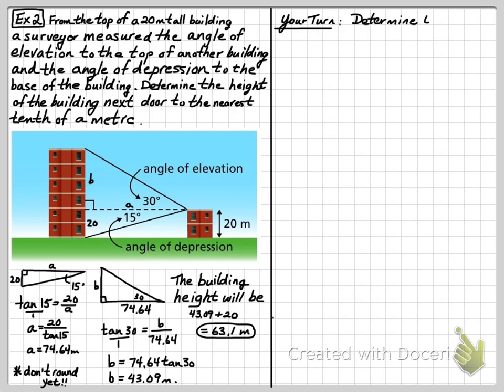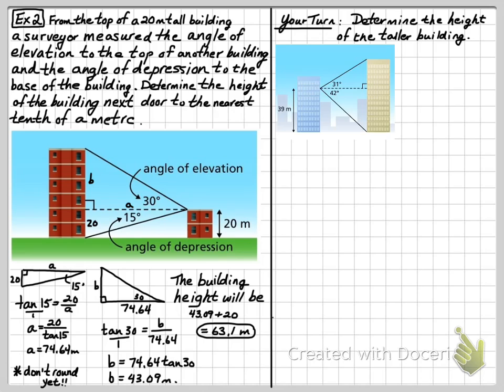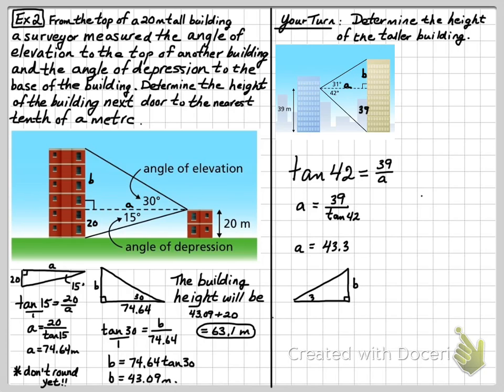In our next one, your turn. Determine the height of a taller building. Again, the same way. If that's 39, we got 39 there. We're going to figure out side A using the tangent. Tangent of 42 is 39 over A. Cross multiply and divide. A is going to be 43.3.